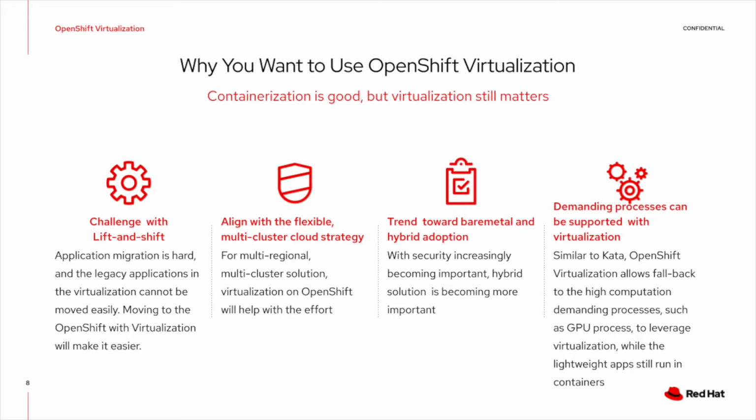And there's a trend toward bare metal and hybrid adoption, and adopting OpenShift Virtualization will make it easier. And processes that require GPU and other things can be run on OpenShift Virtualization while still interacting with the containers through the networking, and the storage is shared across.